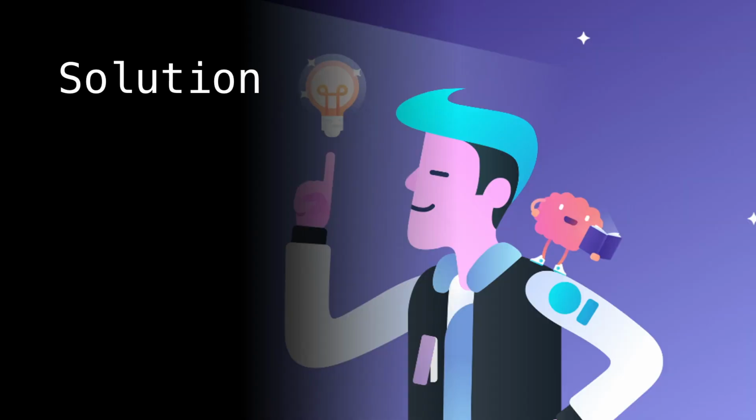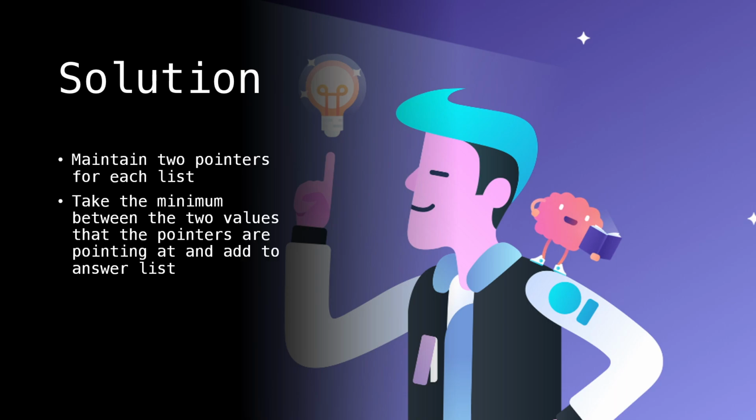Okay, so let's talk about the solution, and it's pretty simple. What we're going to do is maintain two pointers for each of the lists, and then take the minimum between the two values that the pointers are pointing at and add that to our answer list. So if you don't know what I mean, let's run through an example really quickly.